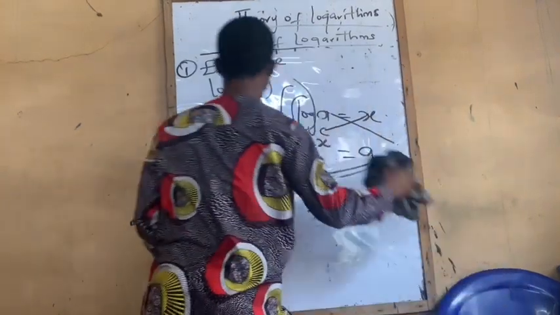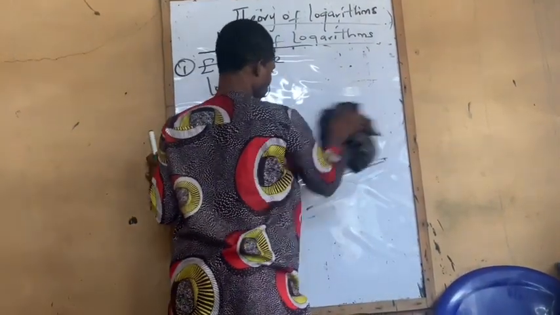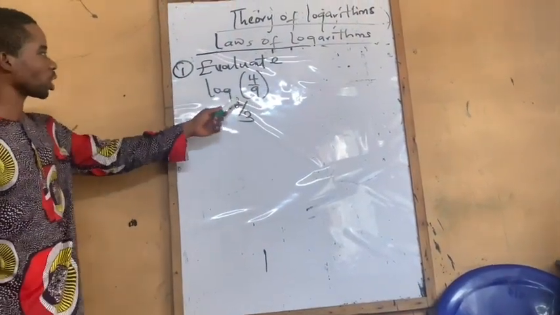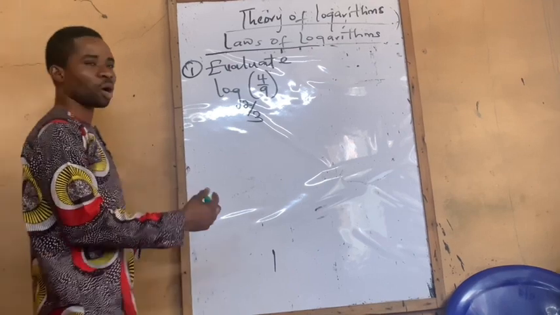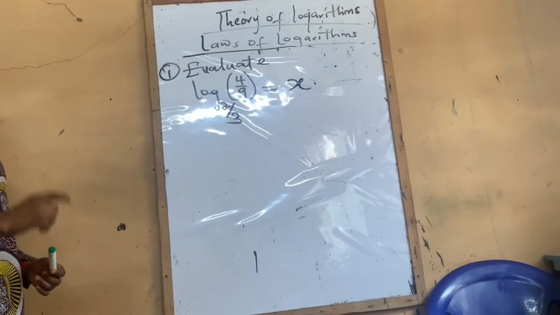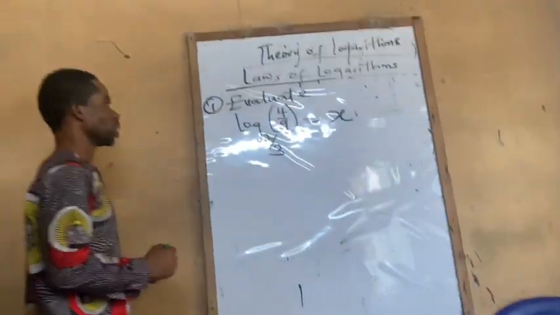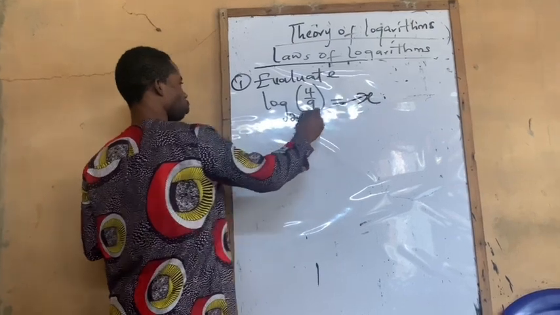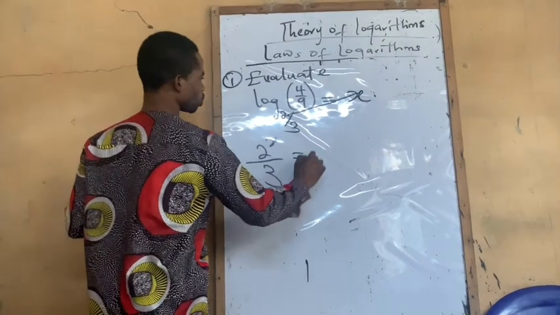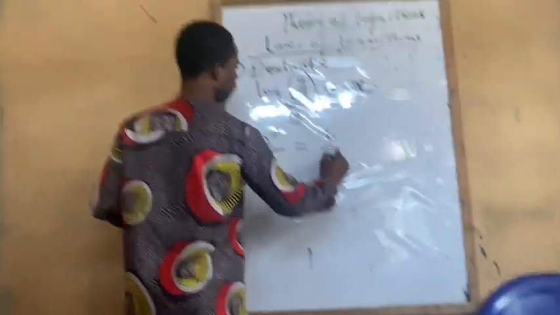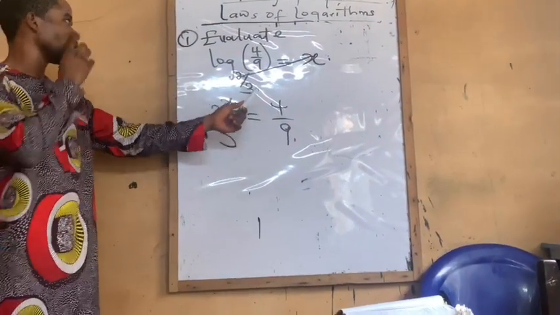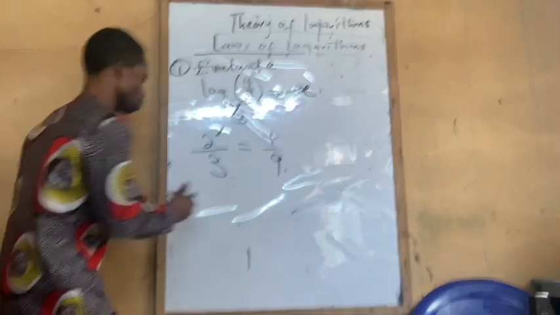Now, this kind of question here, I can change these logarithms into indices, and I'll get my value. I'll just say it equals X. I can even do it in two ways, but let me do it like this first. Do not forget that this X will come to the power here. That means 2/3 raised to power X equals, you bring this one out, 4/9. By the time you change the logarithms to indices, this log will not come again.